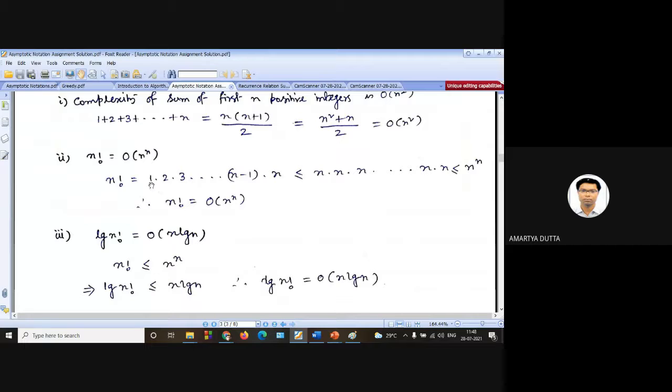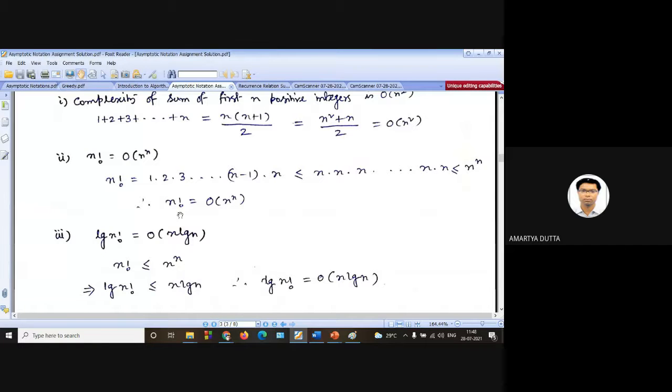So we can write 1, 2, 3 up to n is less than n into n into n up to n terms. Can we write this? So the formula is n to the power n. Suppose 2, 2, 2 up to n terms, we can write 2 to the power n. That's why n into n into n up to n terms, we can write n to the power n. So n factorial is less than n to the power n.